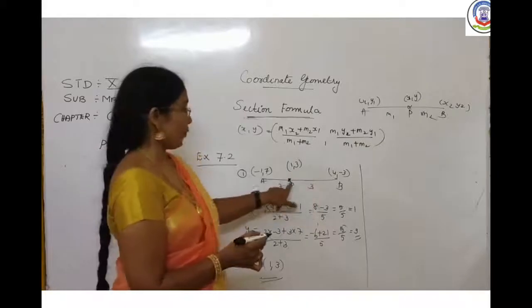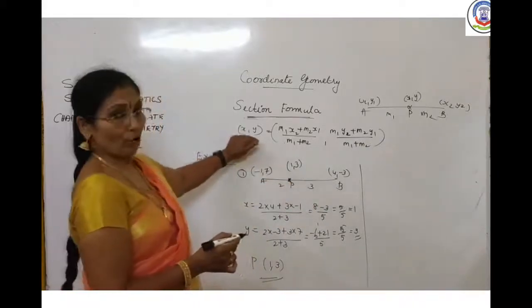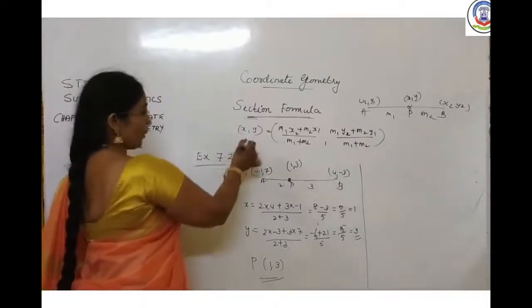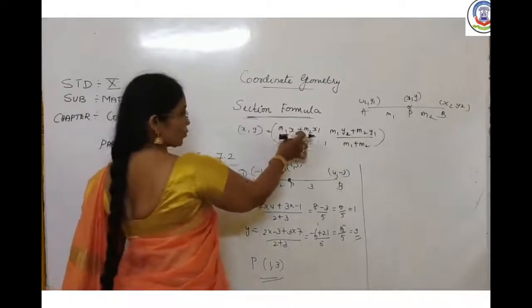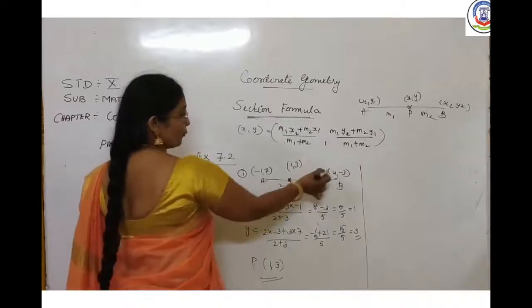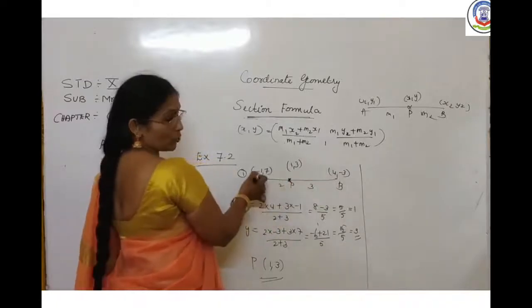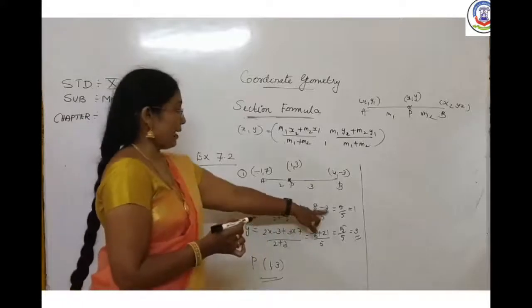That means AP upon PB is 2:3. Now again you have to apply the formula only, nothing else here. x, y you have to find out. First I am going to find out x. How to find x? m1 into x2 plus m2 into x1 divided by m1 plus m2. That means 2 into 4 plus 3 into -1 divided by 2 plus 3. That means we get 8 minus 3 upon 5.